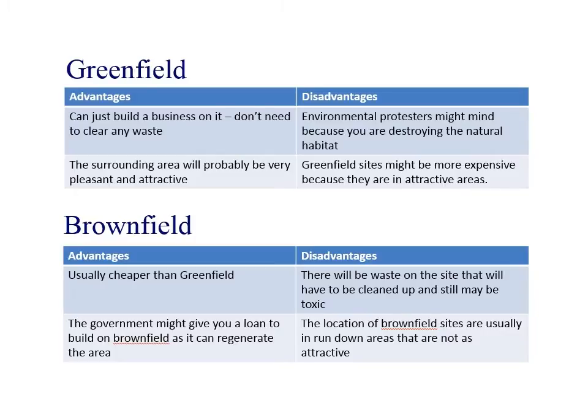So greenfield's new territory, so you don't need to clear any waste, and it's probably quite an attractive area, whereas you're less likely to be able to build on greenfield sites because of usually protected areas, and protesters and pressure groups may not like what you're doing and may protest. Brownfield sites are usually cheaper than greenfield sites, and the government might want regeneration in the area, so they might give you a loan or government grant to help you regenerate the area. But it usually requires a bit more processing and is a bit more expensive in that way for it to be cleared up. And they're usually in slightly rundown areas as well, so maybe not as attractive.